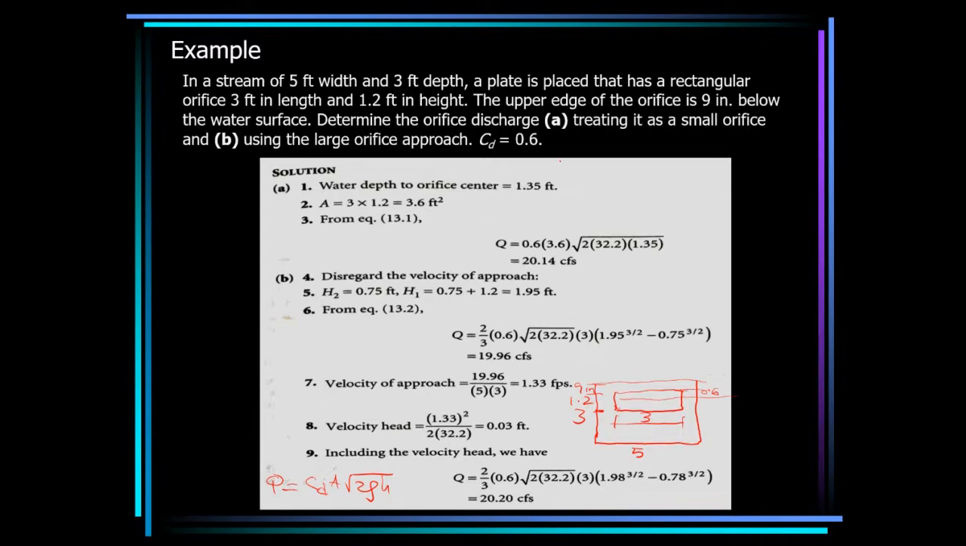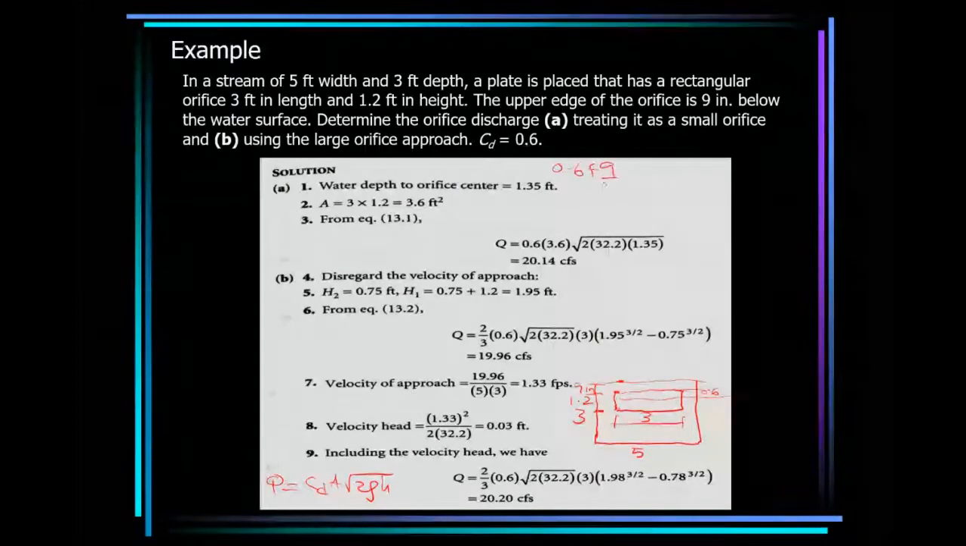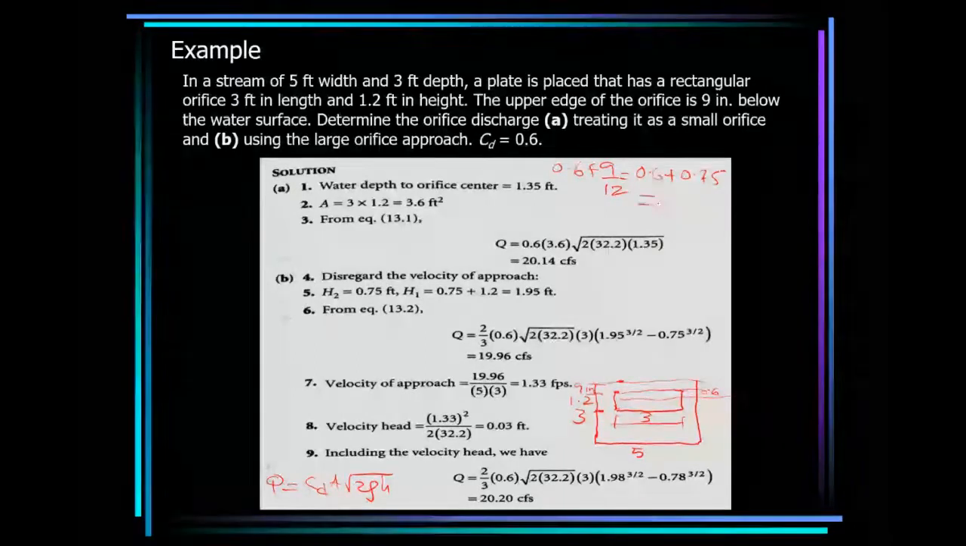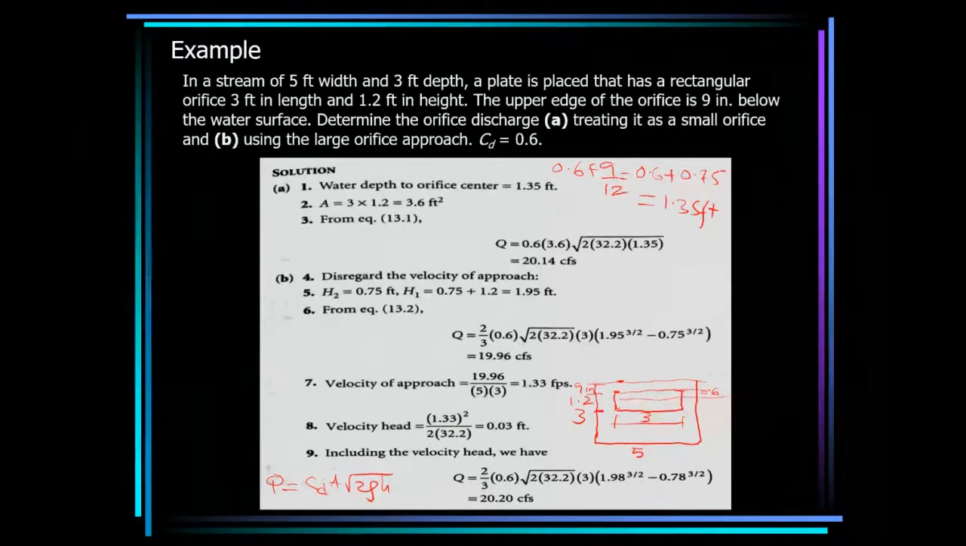So it is going to be 0.6. 0.6 is obtained by dividing the total height of the orifice, 1.2 feet, over 2. And then plus the 9 inches, which is the distance from the top of the orifice to the water level. So 0.6 plus 9 inches, which is 9 over 12 feet, which is 0.75. This is how we obtain 1.35 feet. So the water depth to orifice center, 1.35, is our h.